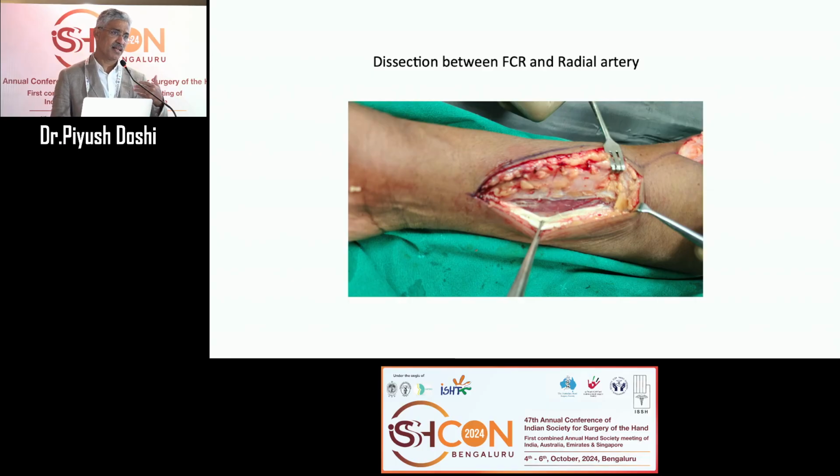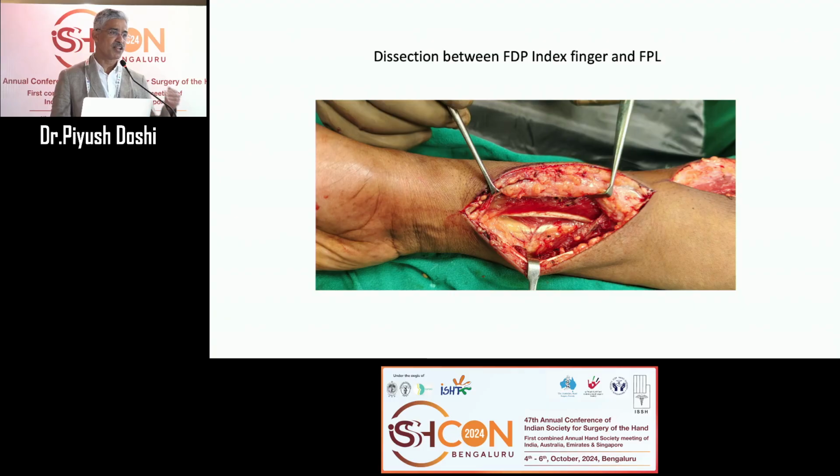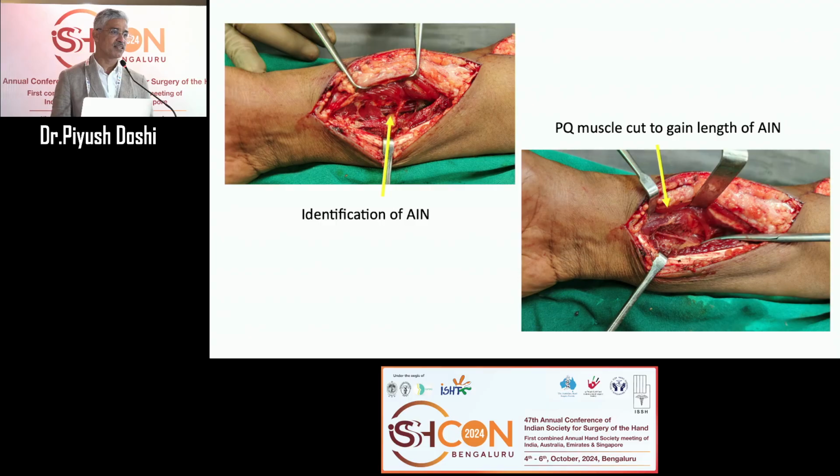As an onco-reconstructive surgeon doing radial forearm flaps, I have to go to this place very frequently. Once you cut the deep fascia between the FCR and the radial artery, you can see the flexor digitorum superficialis. You detach the superficialis part of it from the radius bone, and you can see the FDP of the index finger and the FPL. In between the two, you can identify the AIN entering the pronator quadratus.